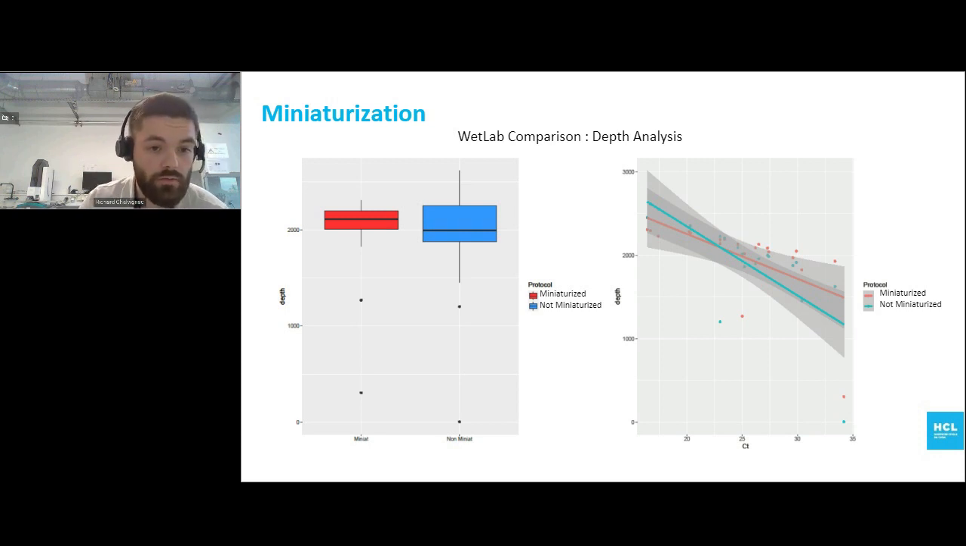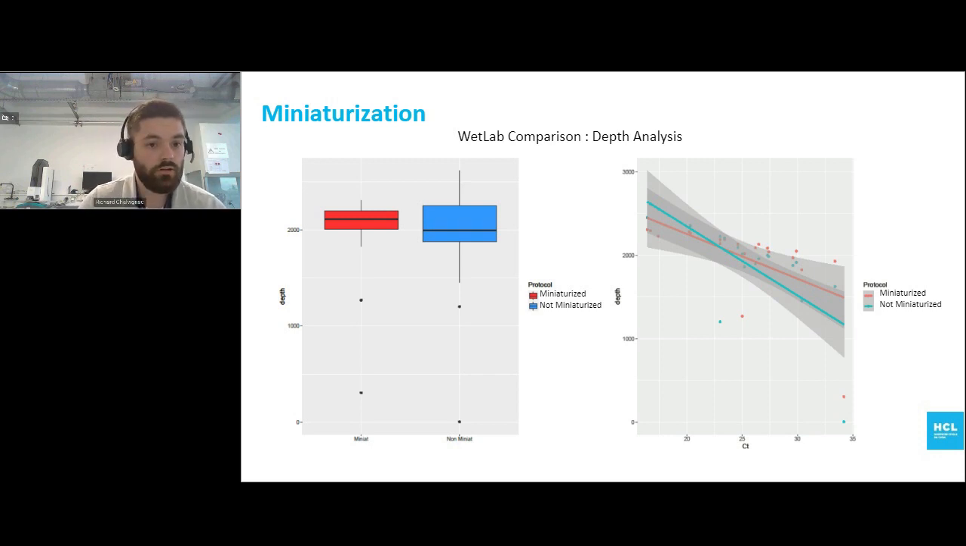So here with the miniaturized, you can see that basically the depth is a little bit better or more homogeneous with the 20 samples. And again, on the right side of the screen with the linear regression, the results are very consistent with the preceding graphs, where the miniaturized seems to have better overall performances on this set of samples.